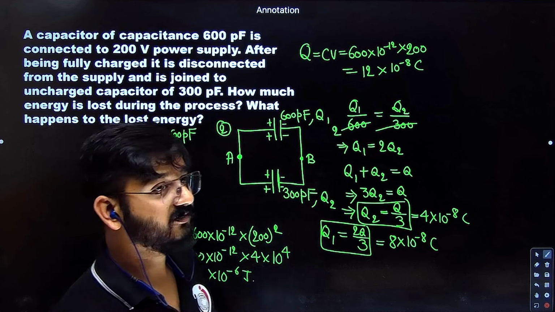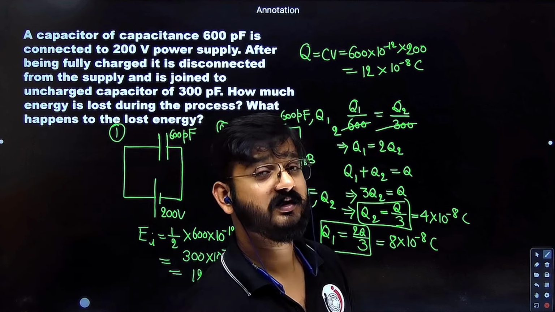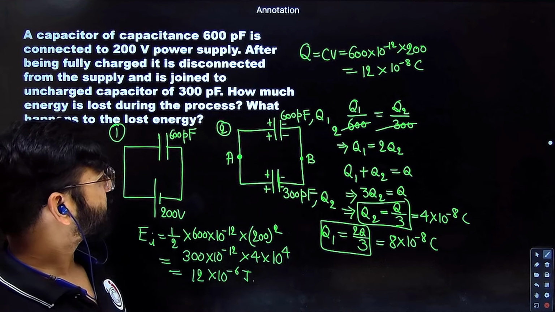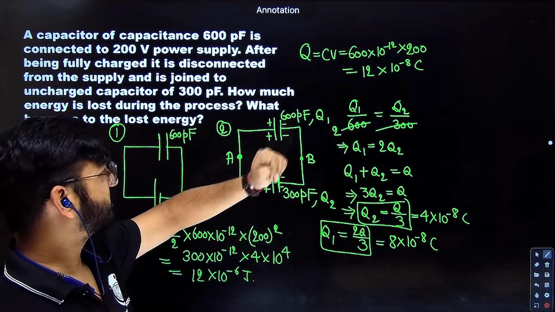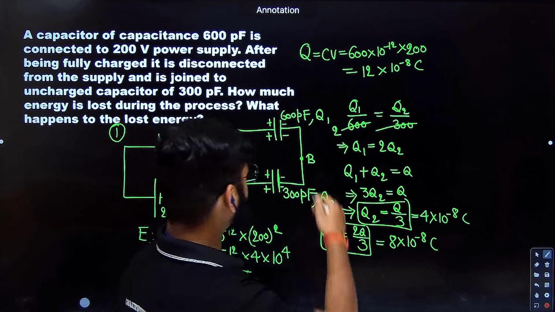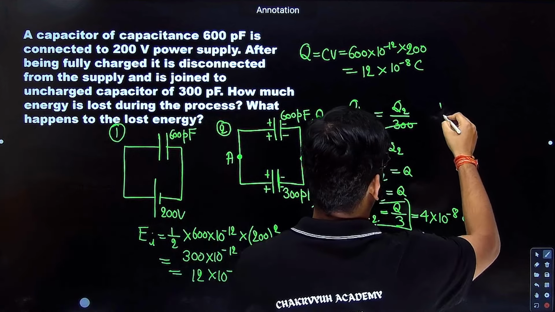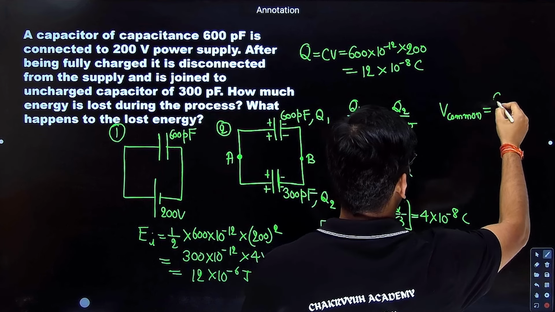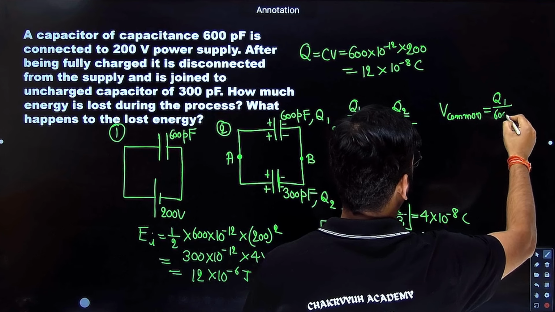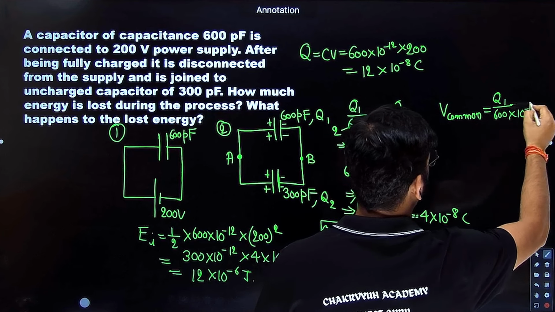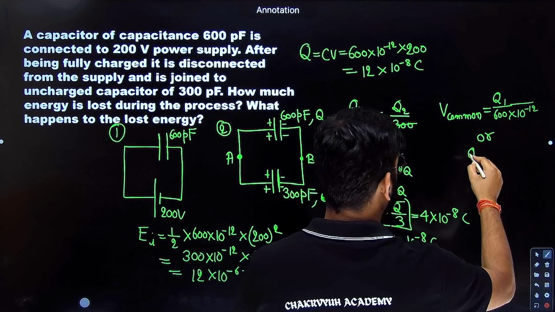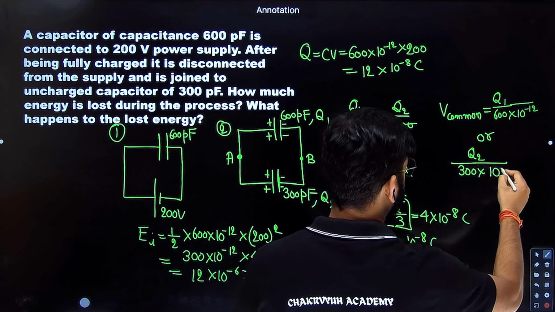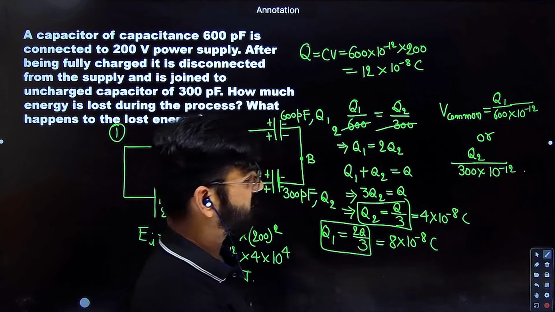Now the second thing you need to find is the common potential. So how will you find the common potential? You know C, you know charge. Find out potential. So what will be the potential? V common will be what? Q1 by 600 picofarad, or Q2 by 300 picofarad. Correct?